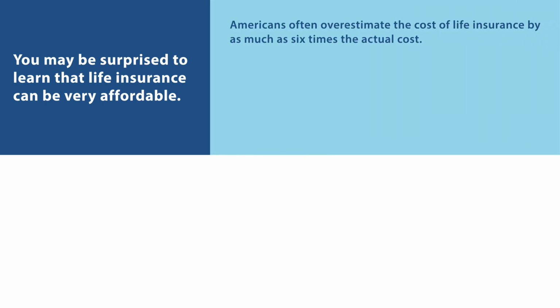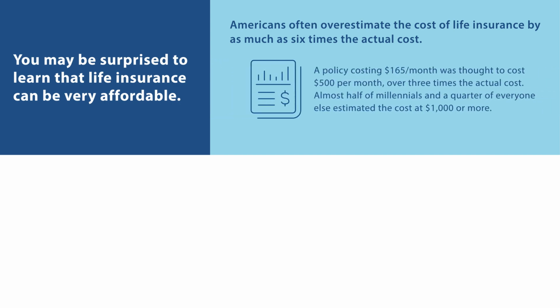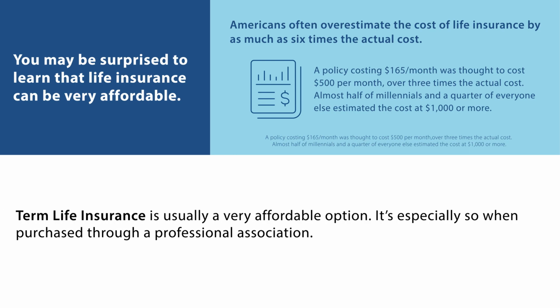You may be surprised to learn that life insurance can be very affordable. Americans often overestimate the cost of life insurance by as much as 6 times the actual cost. A policy costing $165 a month was thought to cost $500 per month, over 3 times the annual cost. Almost half of millennials and a quarter of everyone else estimated the cost at $1,000 or more. Term life insurance is usually a very affordable option. It's especially so when purchased through a professional association.